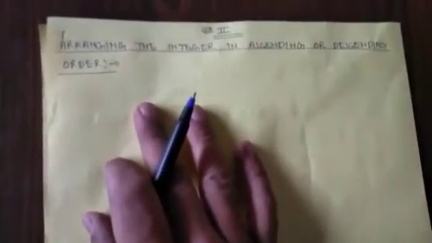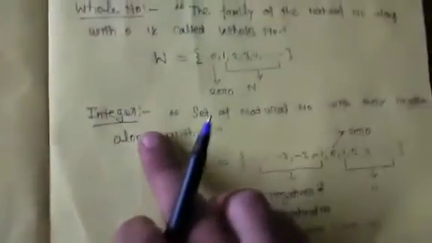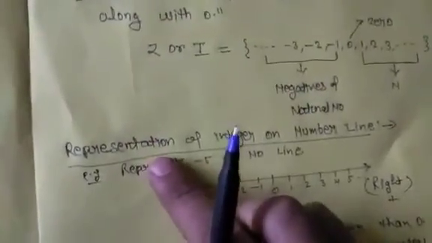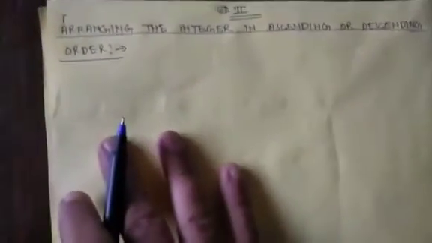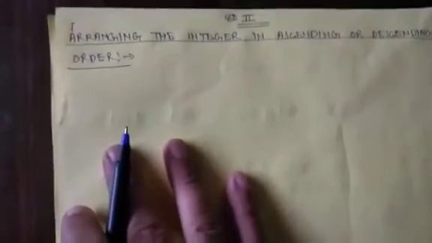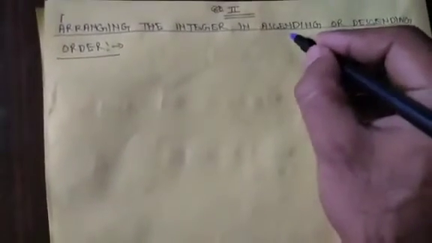Now children, today in this class, as I taught you in the previous class, about what are natural numbers, what are whole numbers, what are integers, and what is the representation of integers on the number line. Now in this class we will discuss arranging the integers in ascending or descending order. Children, we will learn how we can arrange the integers in ascending or descending order.